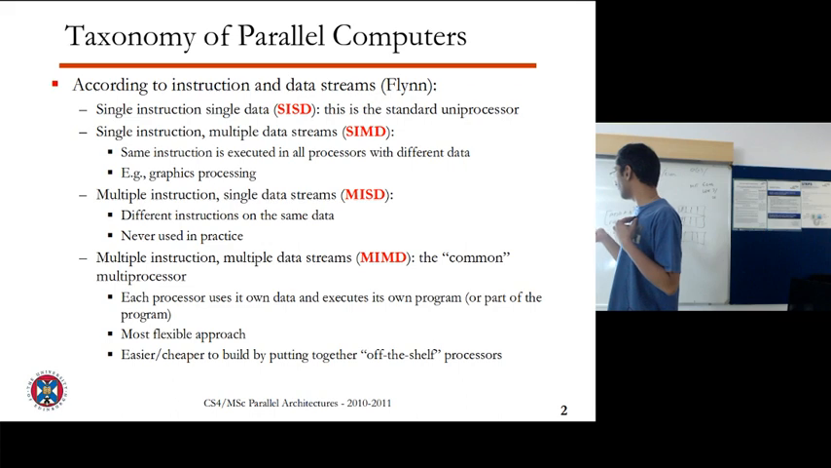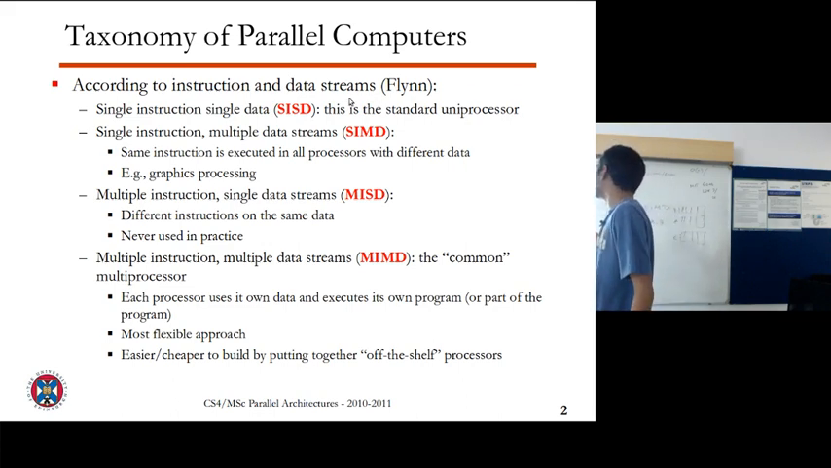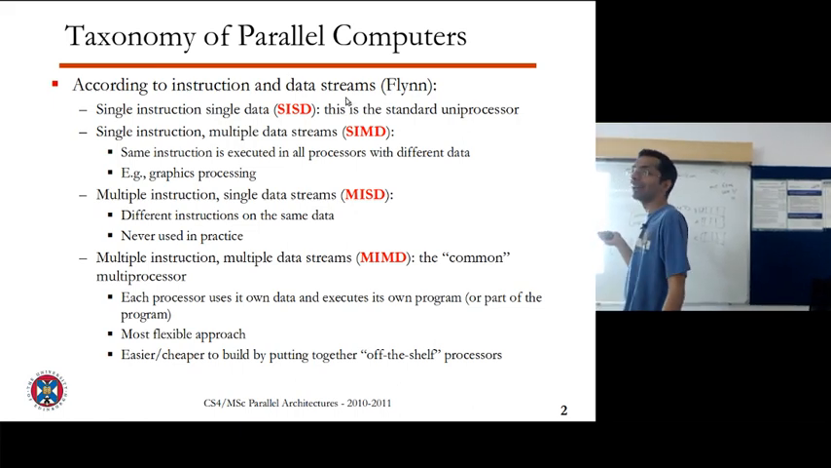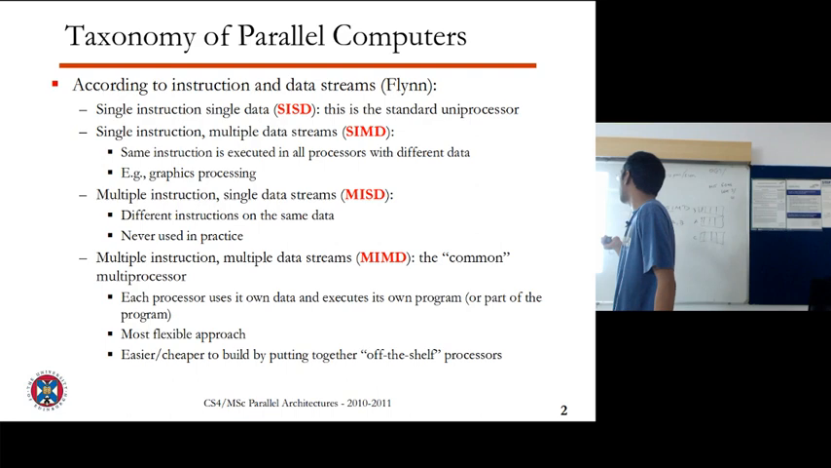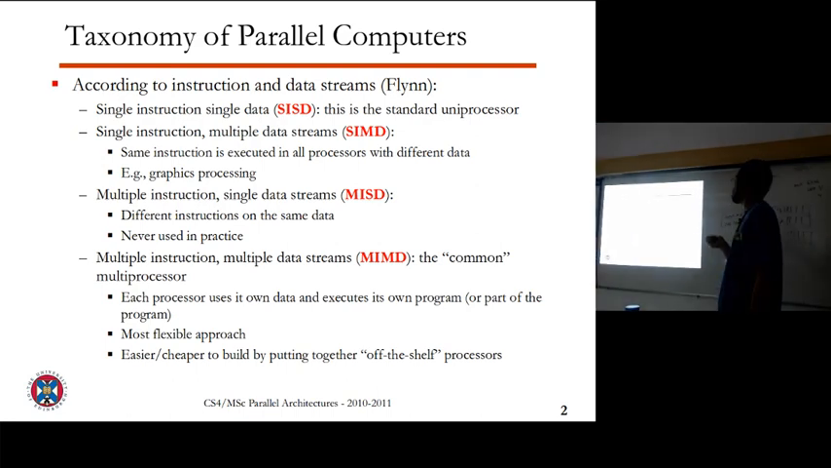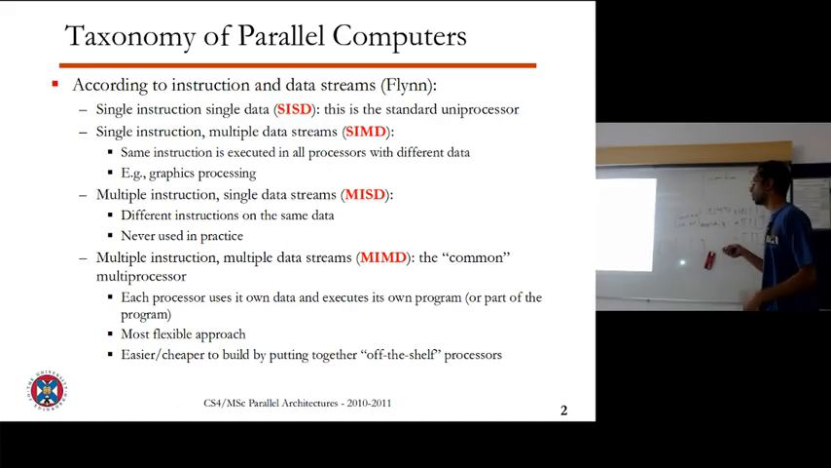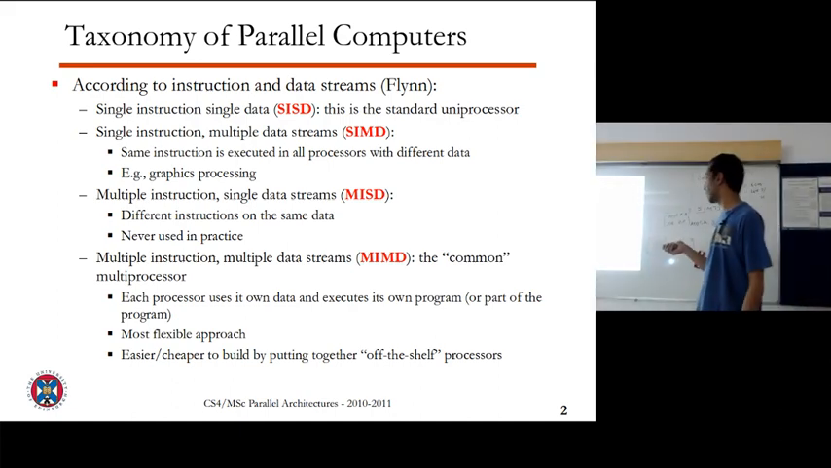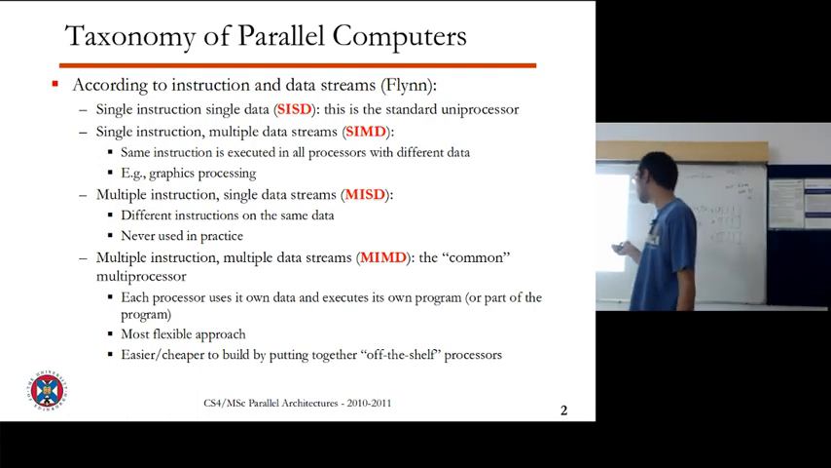Then there is multiple instruction, single data streams. This is rarely used in practice. The other one is multiple instruction, multiple data streams, where each processor uses its own data and executes its own program or part of it. This is the most flexible approach and is easier or cheaper to build by putting together off-the-shelf processors.